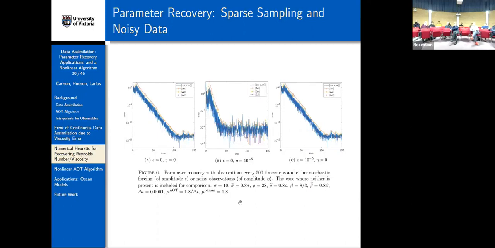And I do have some extra time. Okay, excellent. Are there any further questions on the parameter recovery before I move into a different section?